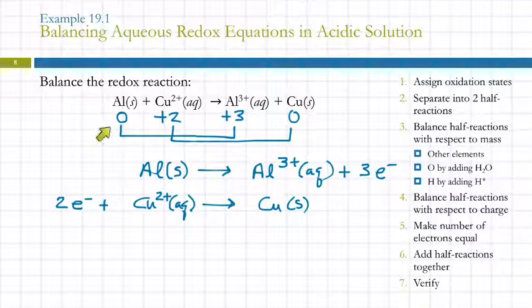Now, we looked earlier and we said that the aluminum was being oxidized, right? Oxidation is loss of electrons. The aluminum is losing electrons. It's giving off electrons. The copper 2+ is being reduced. Reduction is gain of electrons. The copper 2+ is gaining electrons. So those work out. So now it's balanced. Yes?